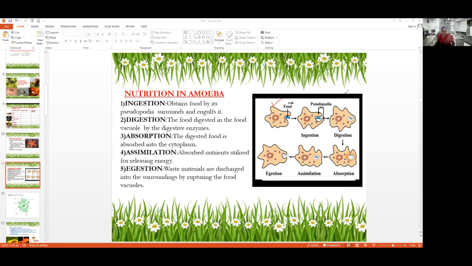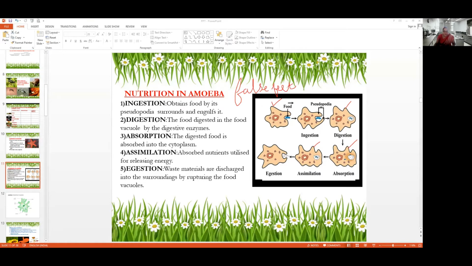So amoeba captures its food by pseudopodia. This is called pseudopodia. This pseudopodia is also called false feet, because with the help of this pseudopodia only, it captures food, and also it moves from one place to another place.